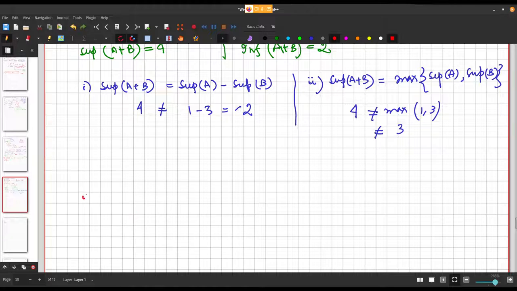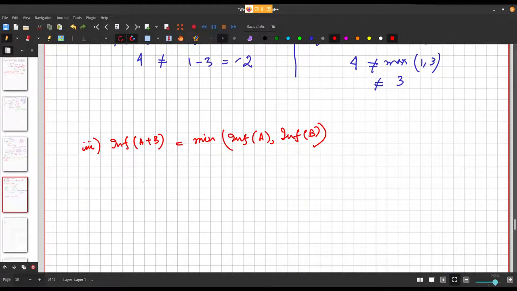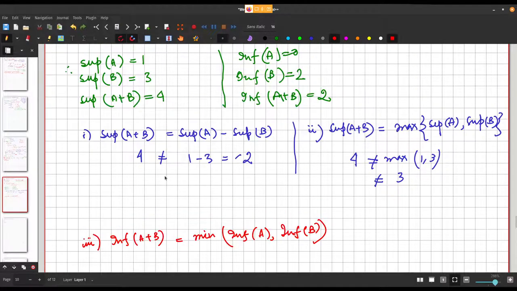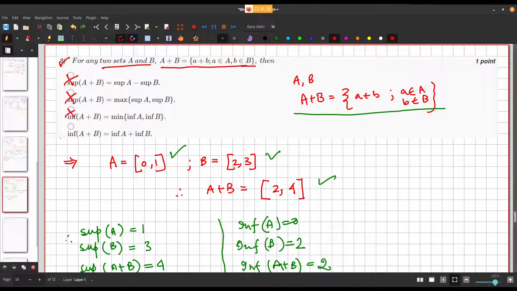Similarly, let us check the third option here. That is supremum of A plus B is equal to minimum of these two values. And we can clearly see that 2 is not equal to minimum of 0 or 2, that is, 2 is not equal to 0. So the third option is also incorrect. We are only left with the last option, and I can say now that it is correct, and we will shortly see why this is. So this is the correct answer.